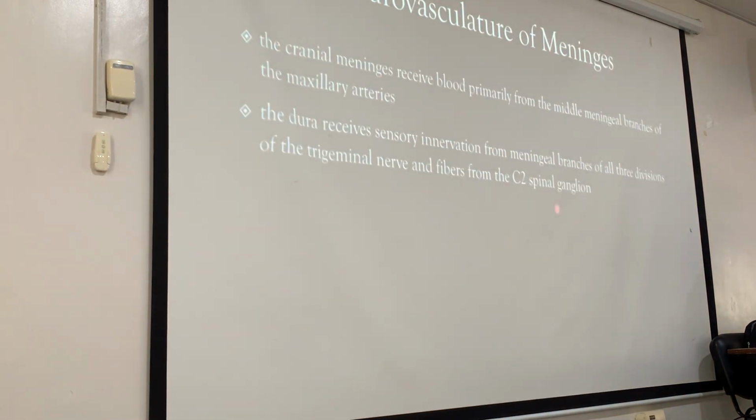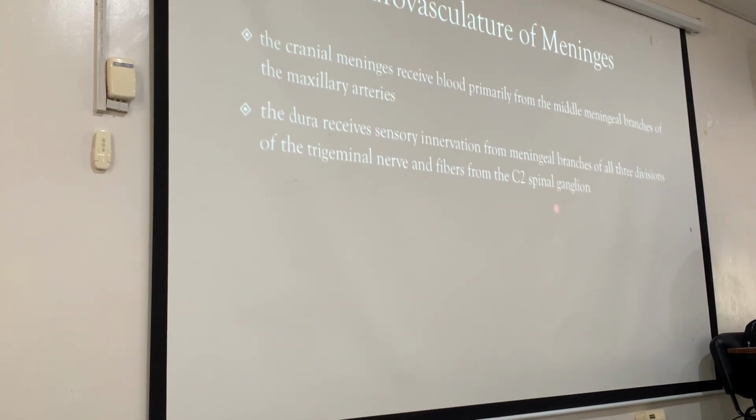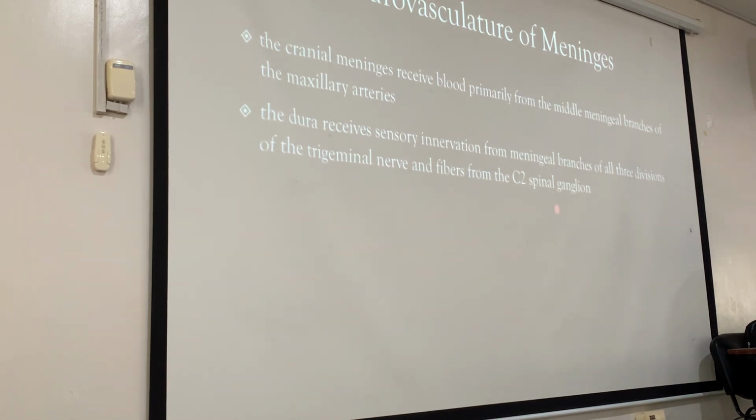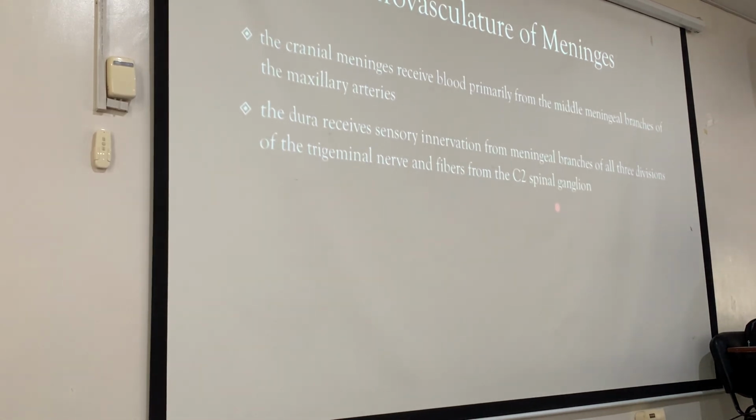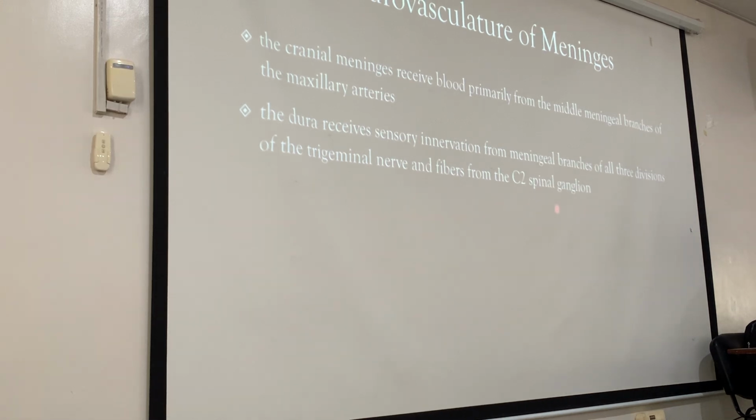Okay. Neurovasculature of the meninges. So the cranial meninges receive blood primarily from the middle meningeal arteries, which are branches of the maxillary arteries. So again, if you remember from the slide on the foramina, the foramen spinosum is where the middle meningeal artery enters the cranial cavity to supply the meninges.